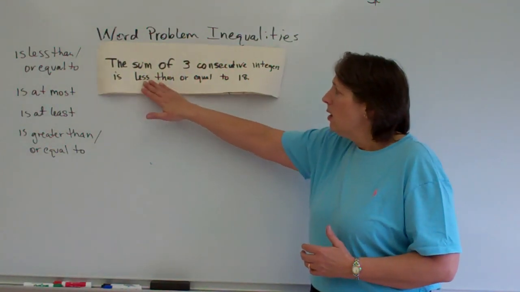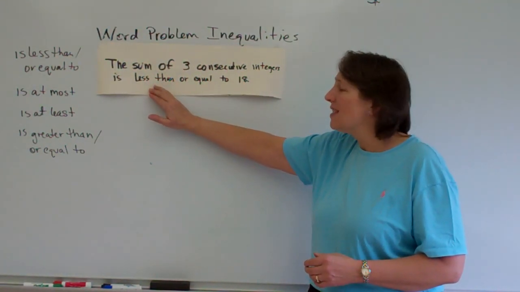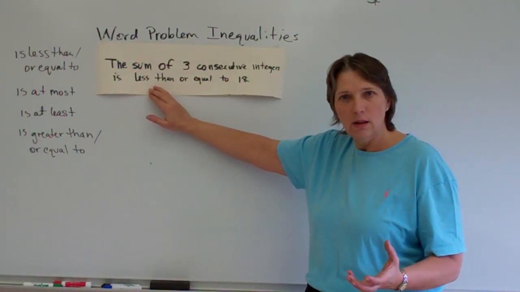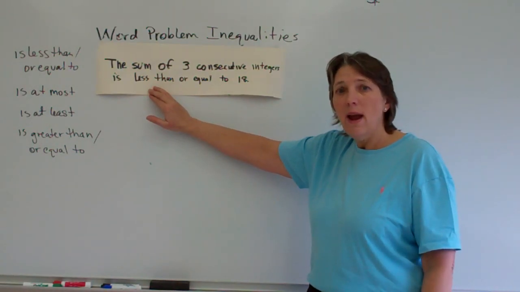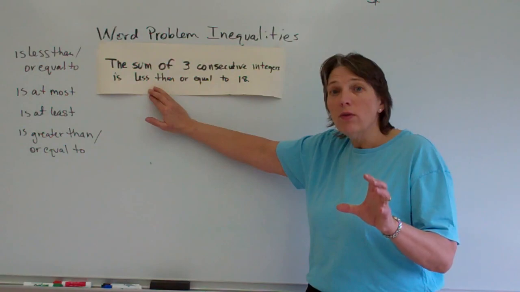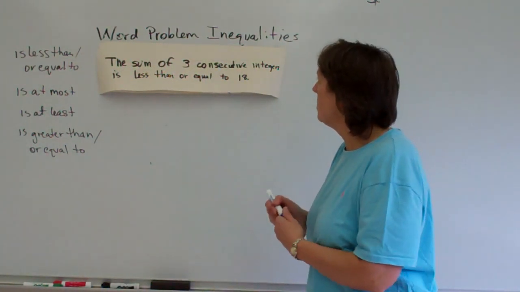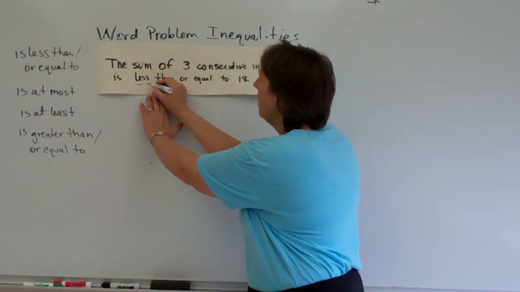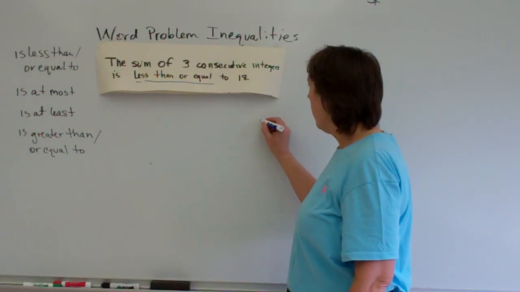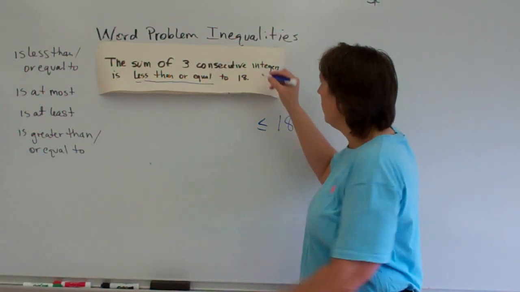So today we're going to start with this word problem. The sum of three consecutive integers is less than or equal to 18. Great. Now we need to learn how to pick that word problem apart and look for key phrasing. Look, it says that it's less than or equal to, so we're going to underline that. So we know we have less than or equal to, and we know that it's 18.